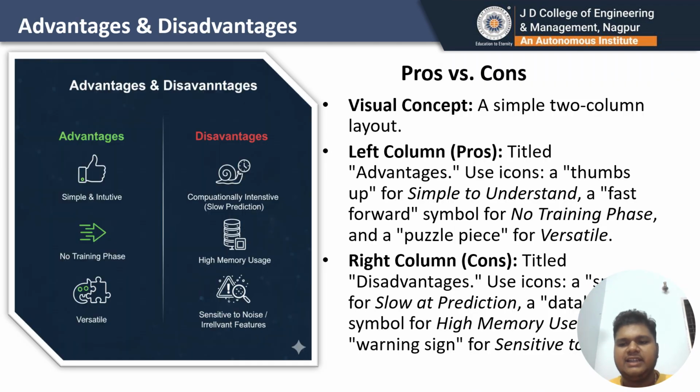Of course, KNN has its own pros and cons. Its biggest advantages are its simplicity and the fact that there is no real training phase, which makes it very easy to implement. However, its disadvantages are significant. It can be very slow during prediction because it has to compare a new image to every stored image. It also requires a lot of memory to hold the entire dataset and can be very sensitive to irrelevant features or noisy data. So let's see its real world applications.